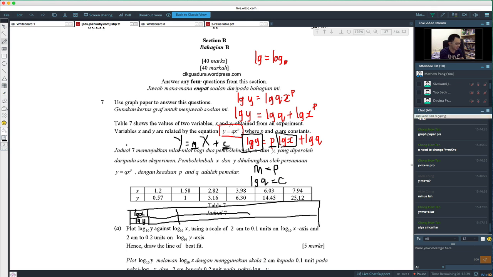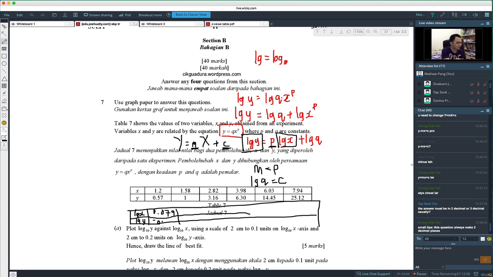Like 0.079. I'll leave it in 3 decimals in this case. So I will say 0.079. Then I will log 0.57, and I will have something like negative 0.244.